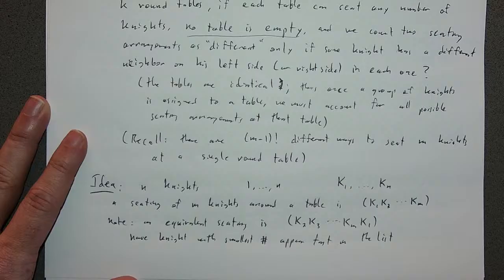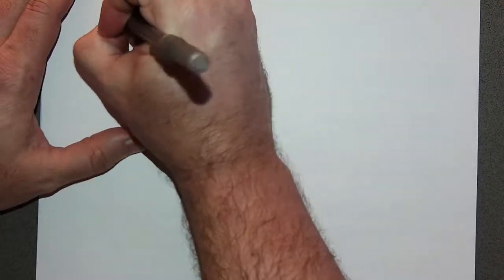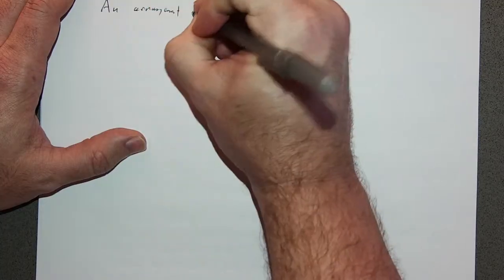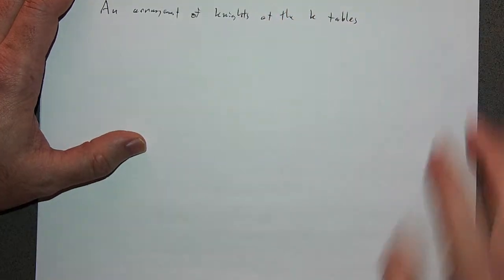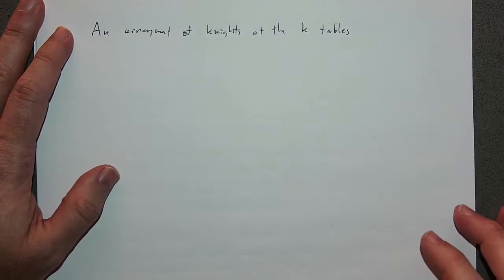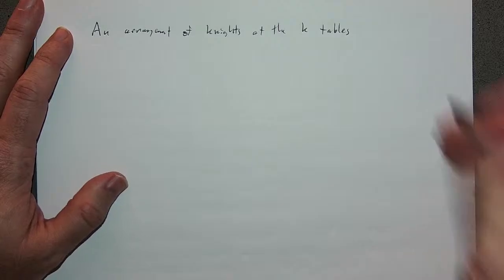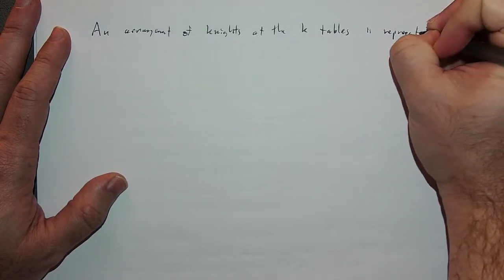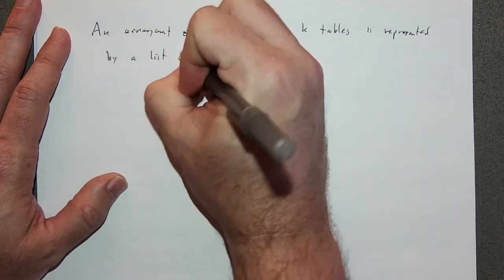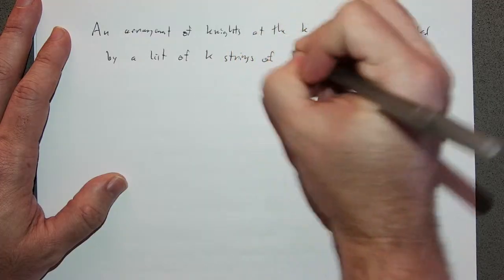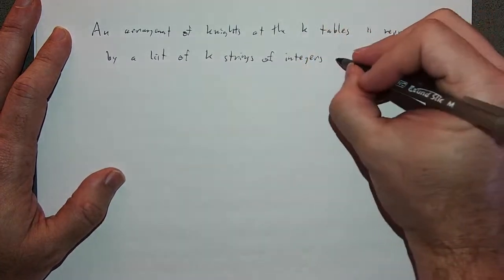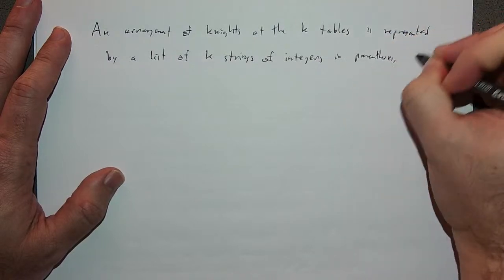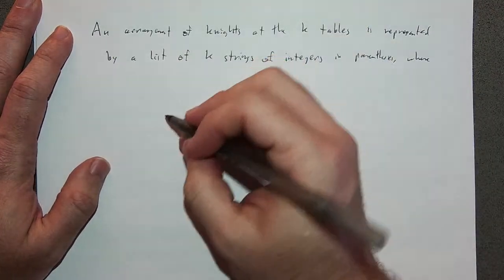Okay. Then this tells me that an arrangement of knights at the k tables is uniquely represented by a list of k strings of integers in parentheses, where each integer between 1 and n appears exactly once.